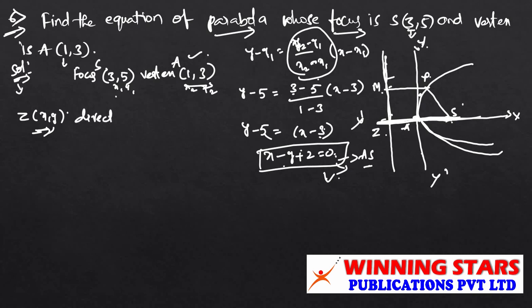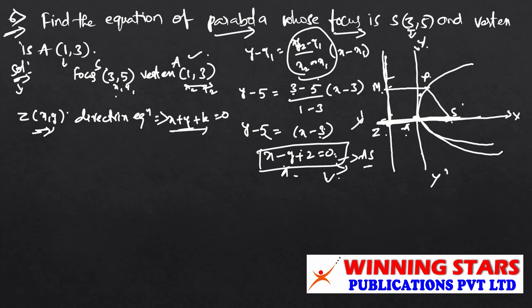The equation of the directrix will come as x plus y plus k is equal to 0. This is the equation of the directrix. And we can take here that A is the midpoint of Z and S.